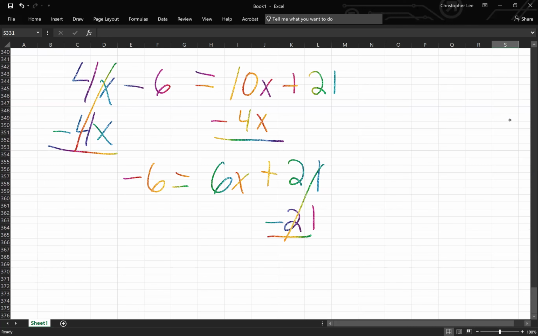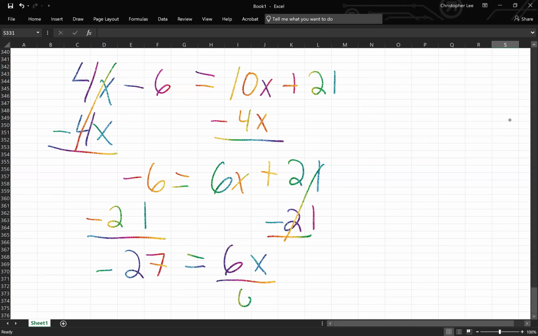But what I do to one side of the equation, I have to do to the other side of the equation. Subtract 21. So what do I get? What's negative 6 minus 21? Perfect. Negative 27 is equal to 6x. What should I do after this? Exactly. I'm going to divide by 6.